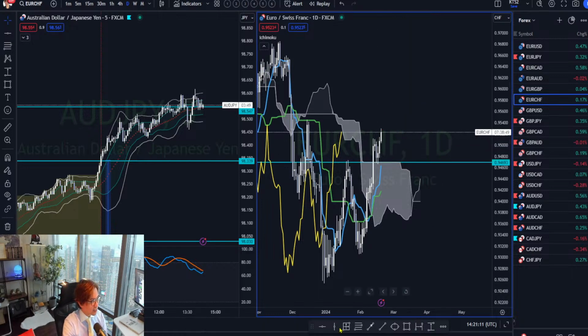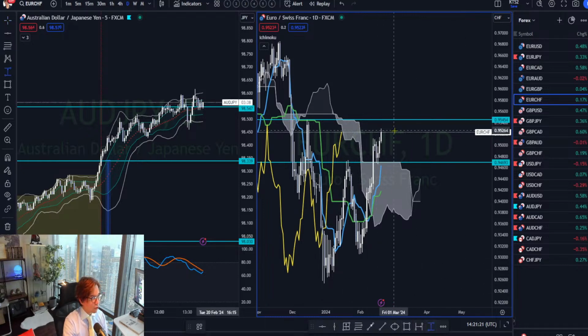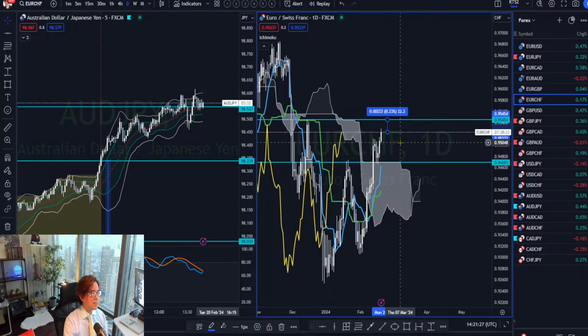And the next target will be here, 0.9545, which is the previous resistance. And hopefully we have enough room to trade. Pips, this one is only 22 pips. So it may be risky to trade. And it may be better to wait for the breakout of that resistance and buy.